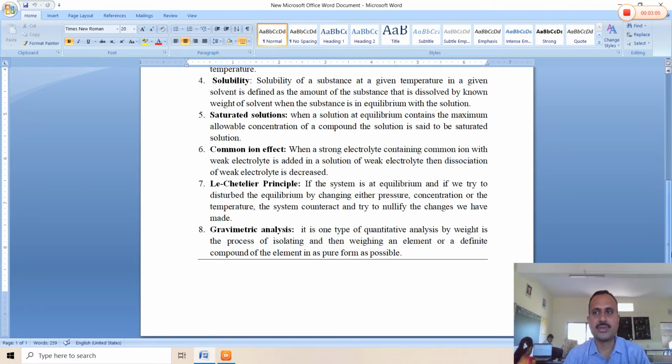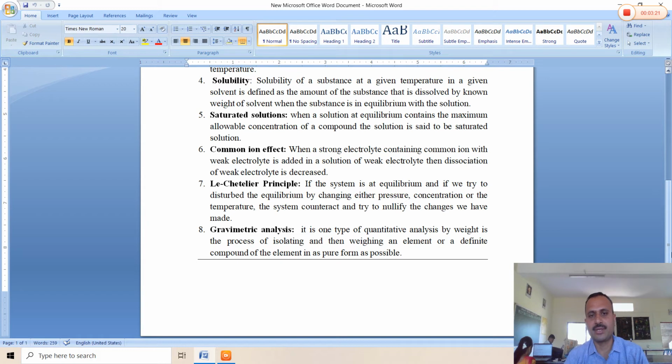Now the next one is saturated solution. When a solution at equilibrium contains the maximum allowable concentration of a compound, the solution is said to be a saturated solution. That means the maximum concentration of the substance or solute is present in the solution. Such solutions are said to be saturated solutions.